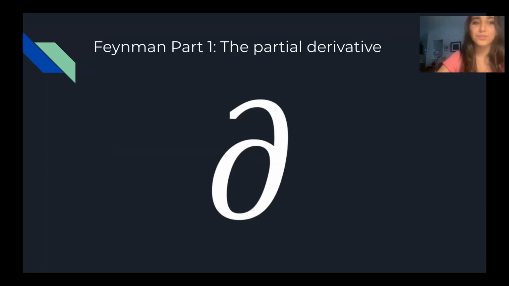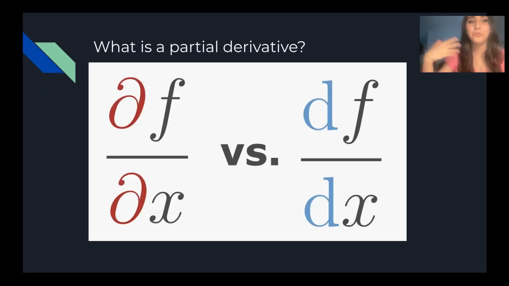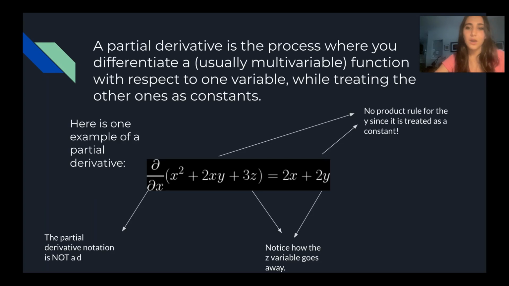So, in order to actually understand Feynman's technique at a deeper level, first we need to know what a partial derivative and what a parameter are. So, what is a partial derivative? Well, in calculus, a partial derivative is a derivative taken of a function with respect to one of its variables while keeping the other variables constant. It generalizes the concept of a derivative to functions of multiple variables.